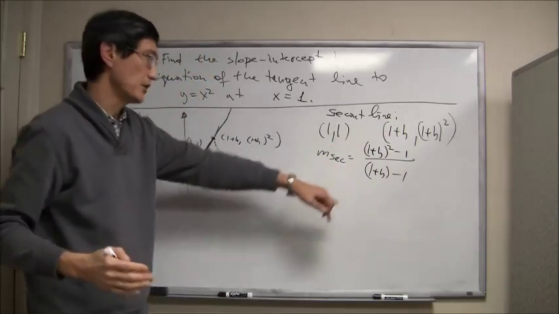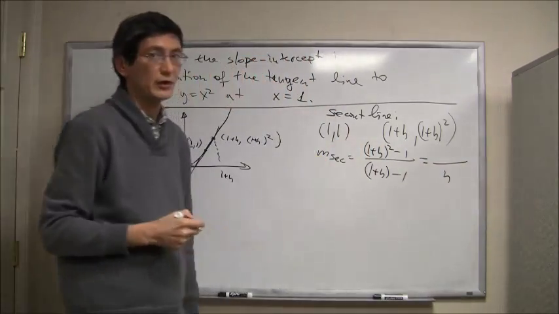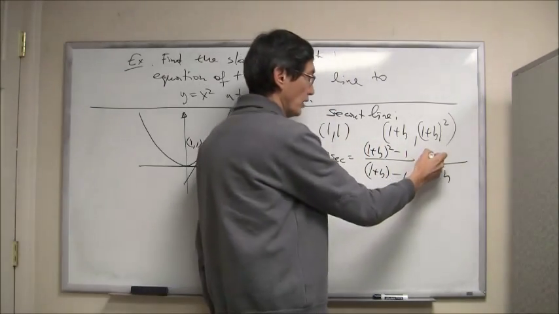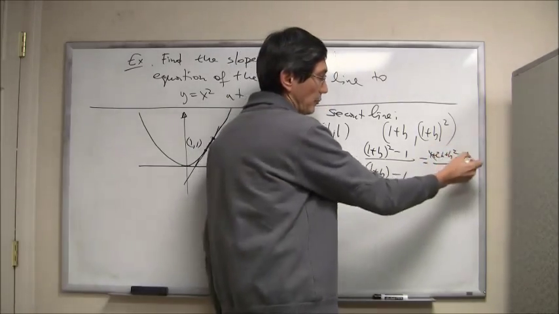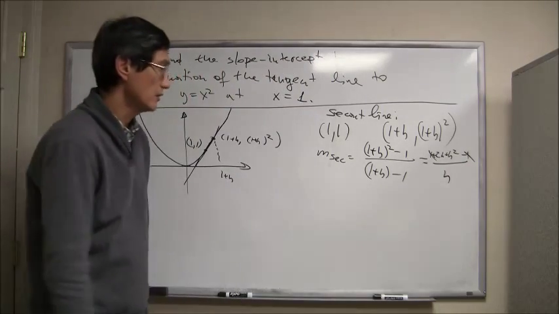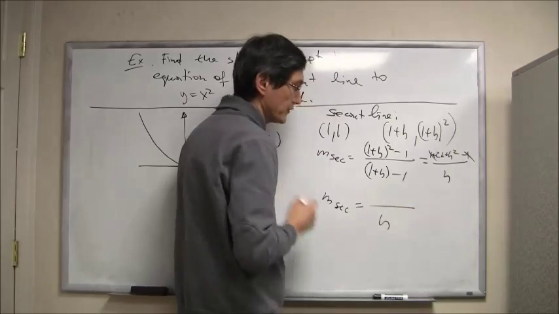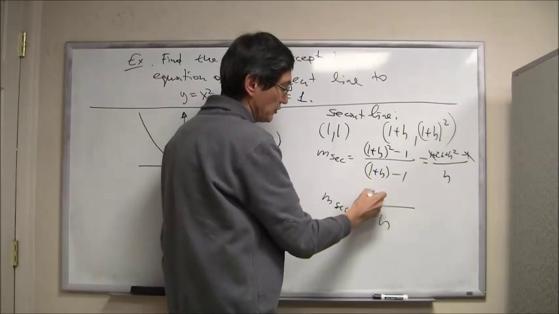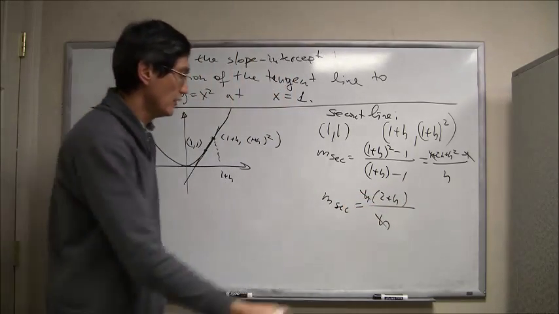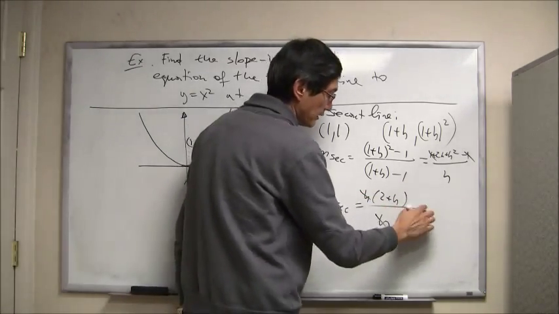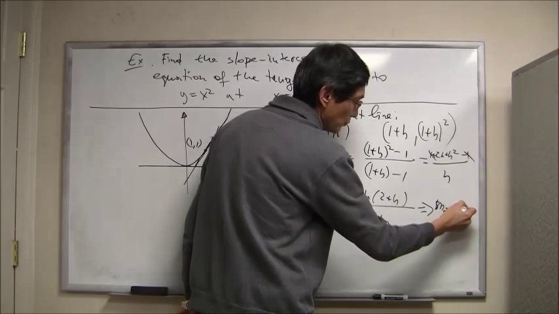We want to simplify that expression. On the very bottom, we're going to get h. On the top, after squaring (1 plus h), we're going to get 1 plus 2h plus h squared minus 1. Combining like terms, 1 minus 1 equals 0. So we get an expression for the slope of the secant line. We can factor h out, so 2 plus h, and this h cancels out. So we have a nice expression: the slope of the secant line is 2 plus h.